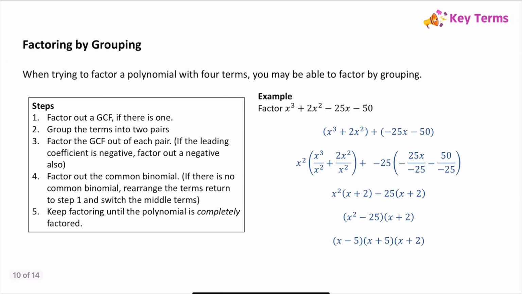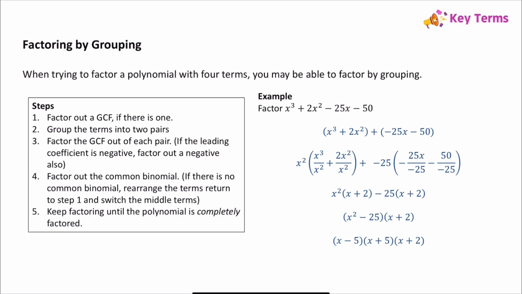So now let's get to the main point of this lesson, which is factoring by grouping. So factoring by grouping is one way to factor a polynomial that has 4 terms in it. Okay, so what we're going to do is we're going to start off always by looking for a GCF, right? This is how factoring problems always start. So we want to factor out a GCF if there is one. So if I'm working through this example, x cubed plus 2x squared minus 25x minus 50, I don't have a GCF, so I'm going to go ahead and go to step 2.